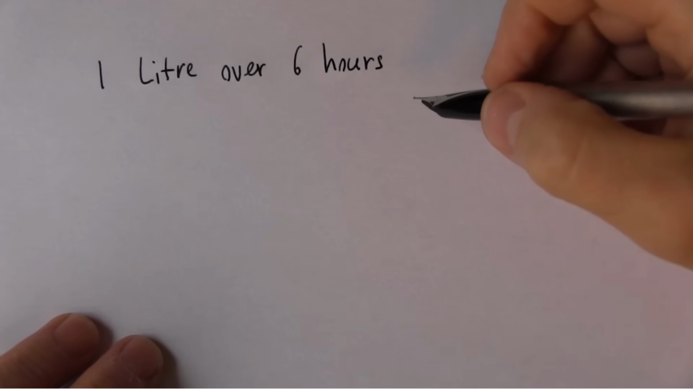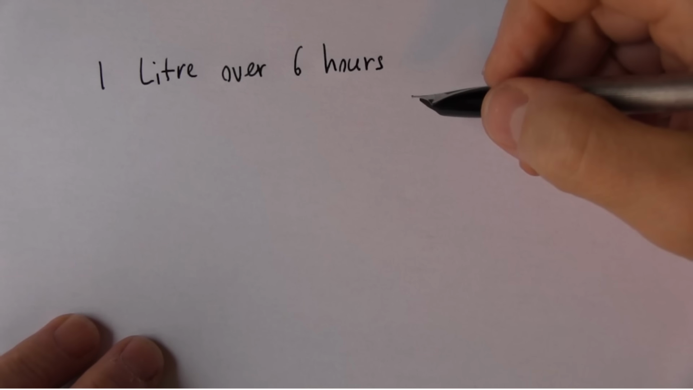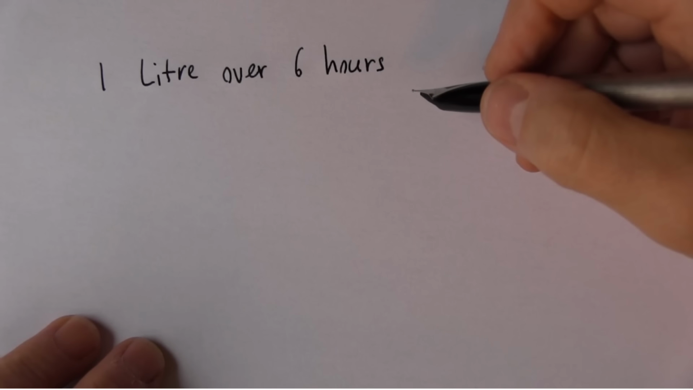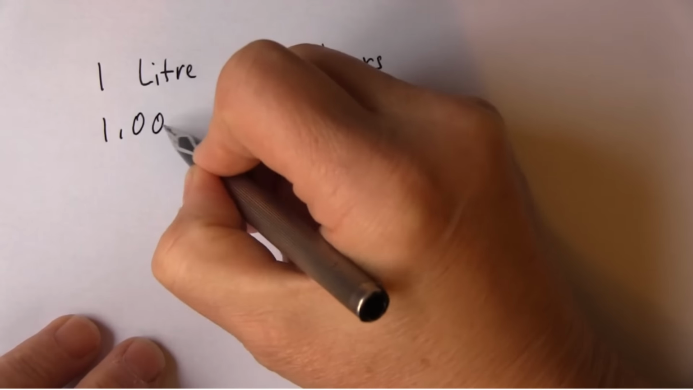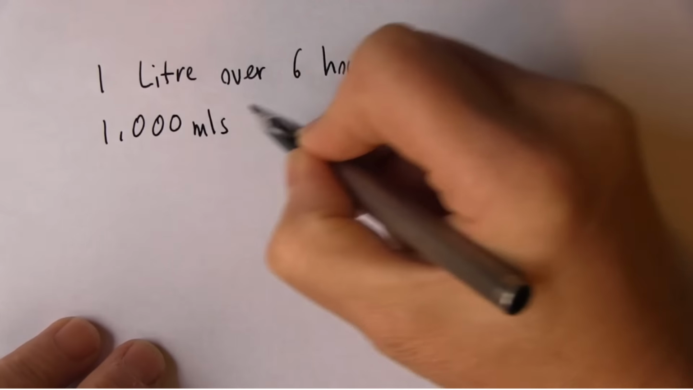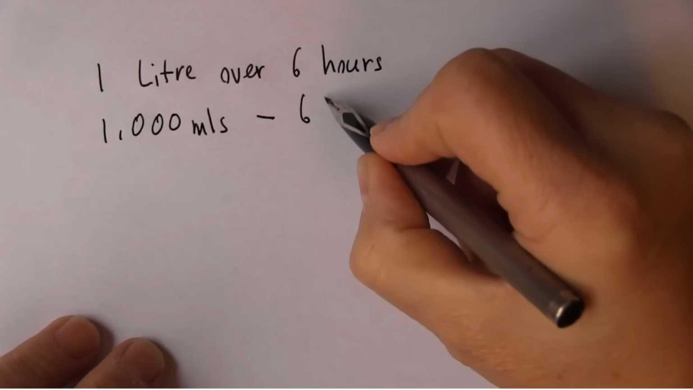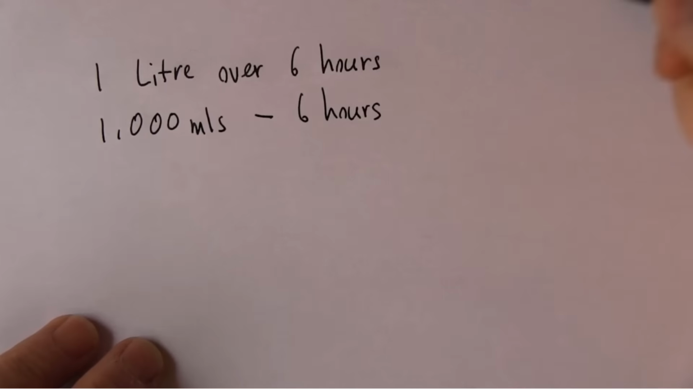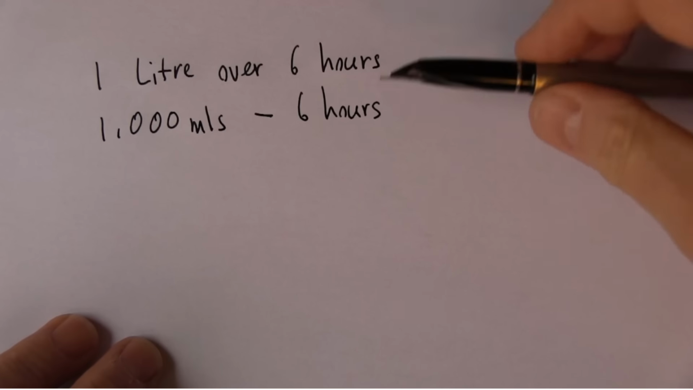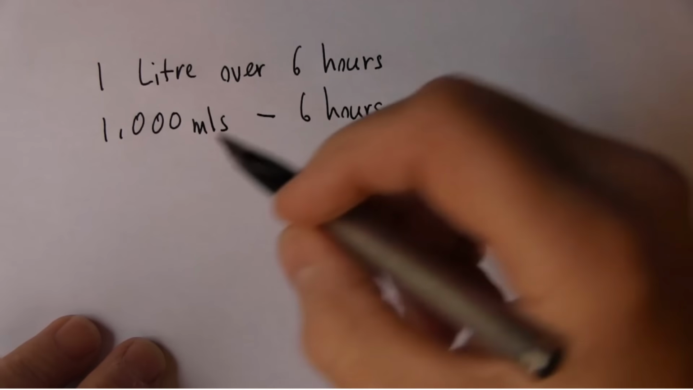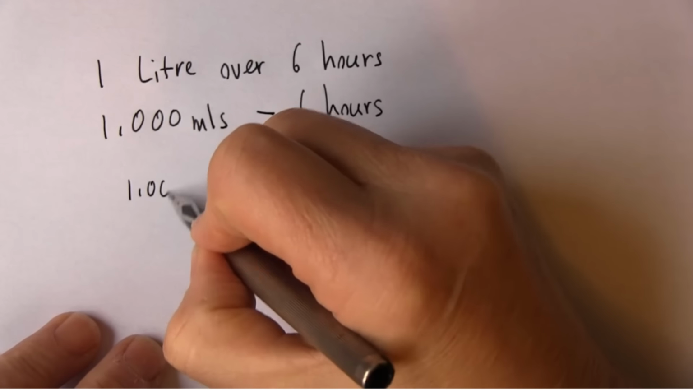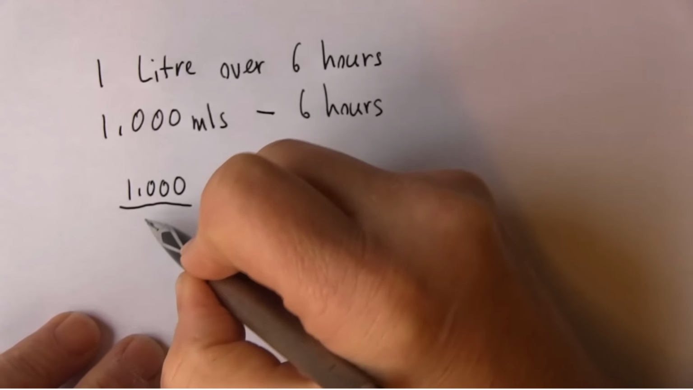Now in this question we're asked how many mils per minute will we give if we want to give 1 litre of Hartmann solution over 6 hours. So 1 litre is going to equal 1000 mils, and we want to give that over 6 hours. The first thing to work out is how many mils that equals per hour. So that would be 1000 divided by 6.